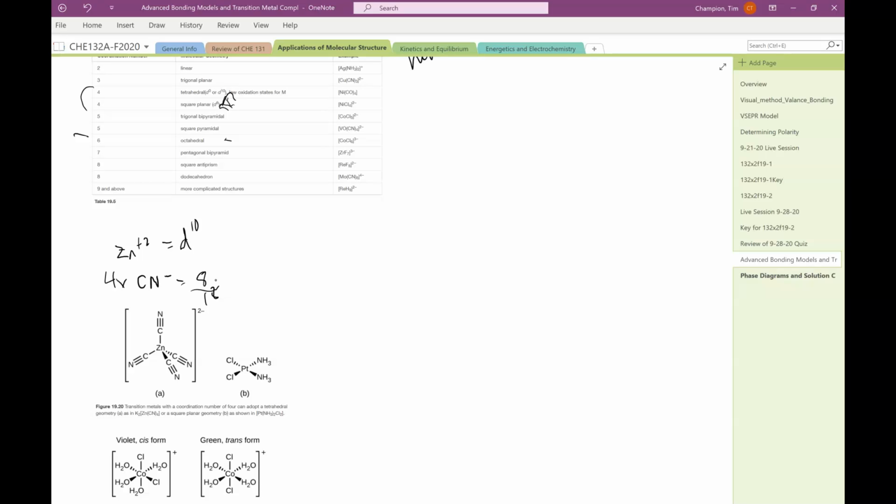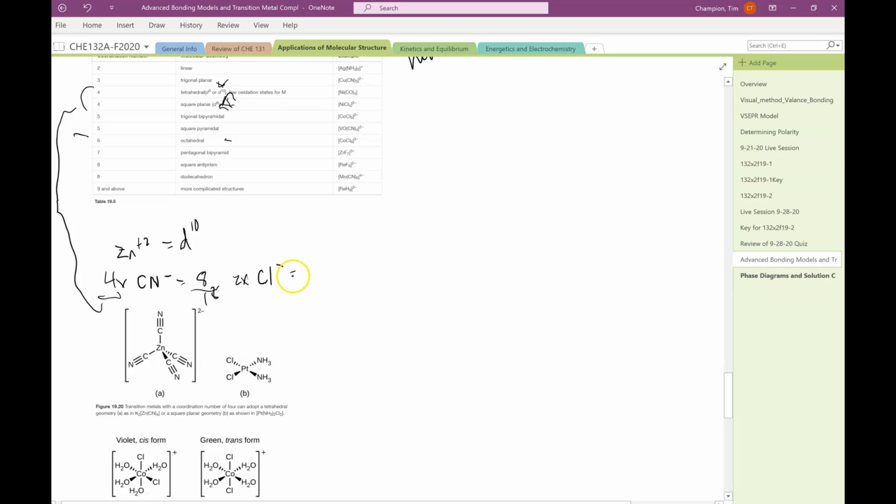That says tetrahedral is oftentimes associated with 4-coordinate d10 molecules. And again, the fact that there are 4 cyanides is what we mean by 4-coordinate. To the right here, we have cis-dichlorodiammineplatinum(II).